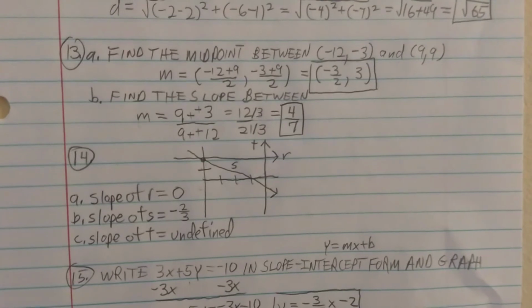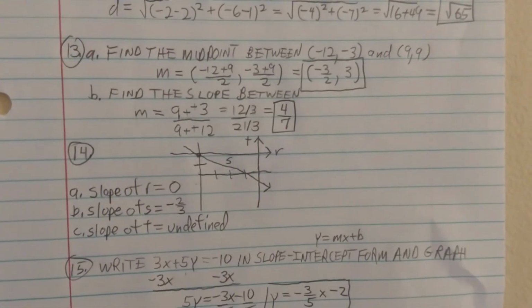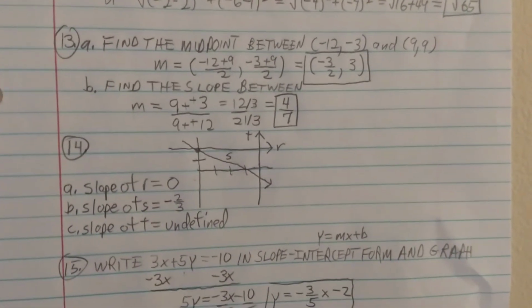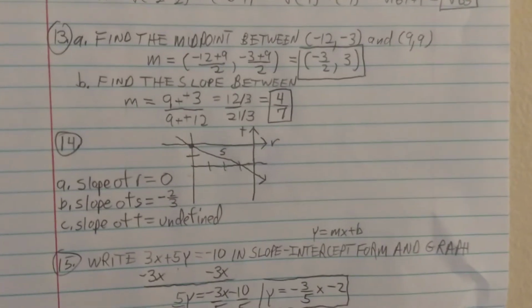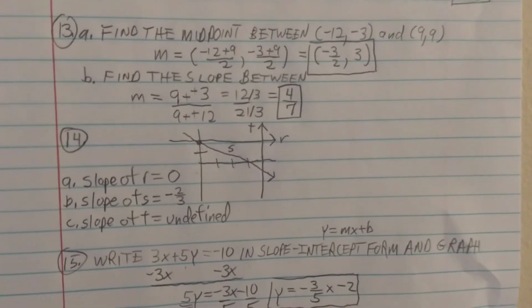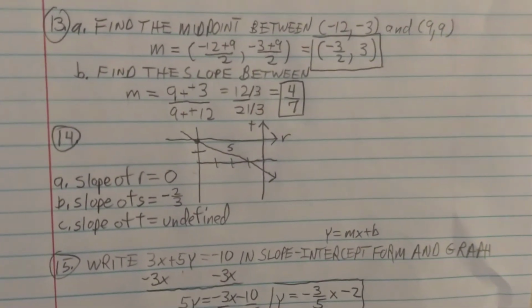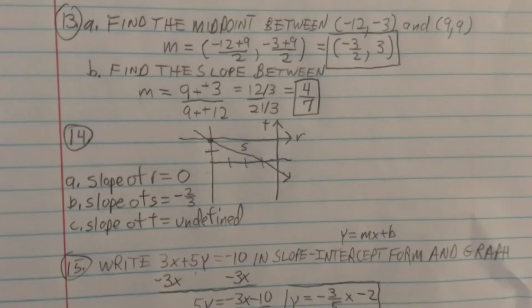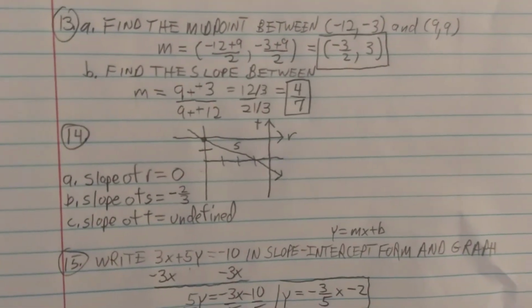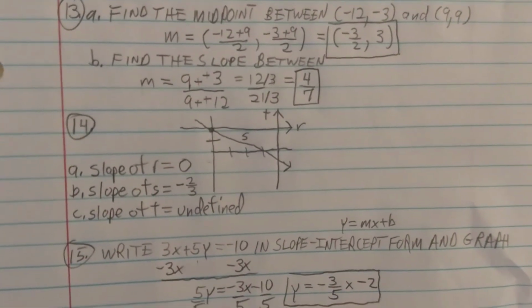Now to find the slope between those 2 points, we can take 9 minus -3 over 9 minus -12, which gives us 12 over 21, and if we divide both by 3, we get 4 over 7 for our slope.